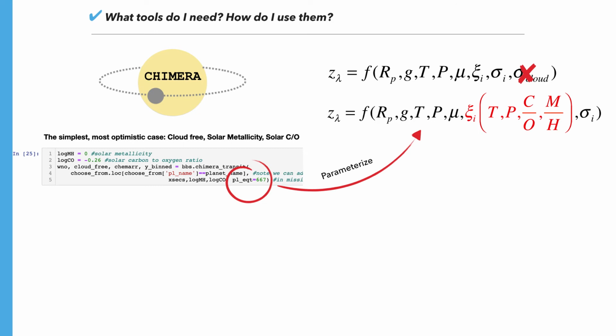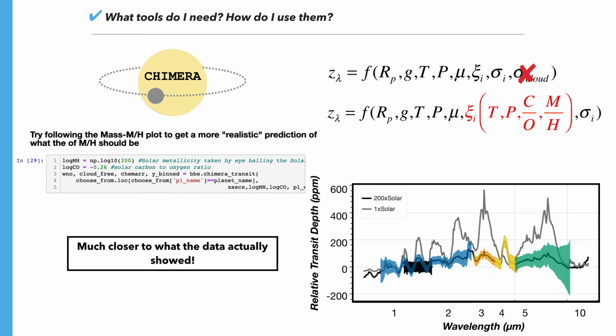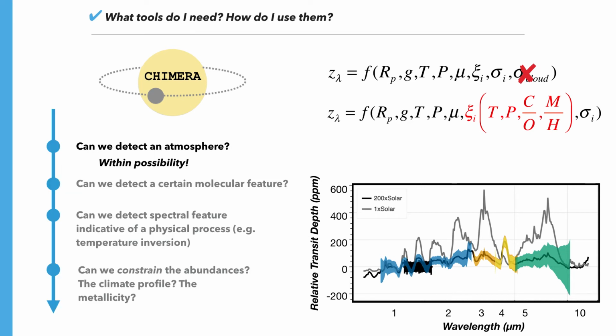Well, the first thing you can do is go back to our mass metallicity plot and try and grab the corresponding metallicity given the mass of your planet. Doing this will bring you much closer already to what the data actually shows. So now going back to our hierarchical science goal complexity list, we can pretty confidently say that a detection is within possibility. But unfortunately, we're not done yet. There are still two questions that we need to answer.